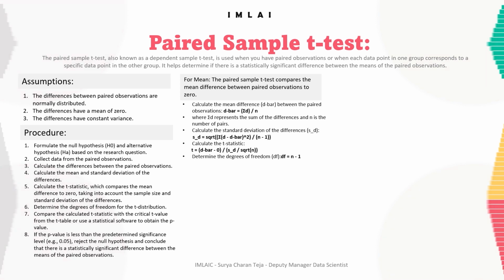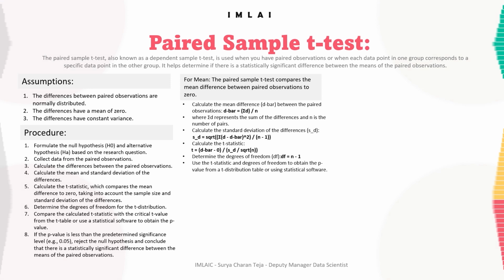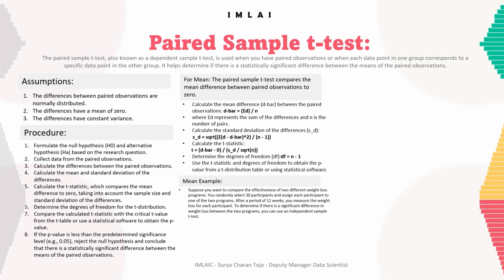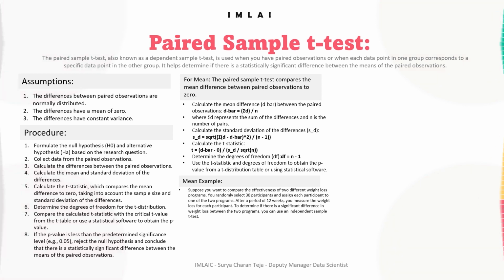And here degrees of freedom is nothing but n minus 1. So we use the t statistic and degrees of freedom to obtain the p-value from a t-distribution table, or using a statistical software.